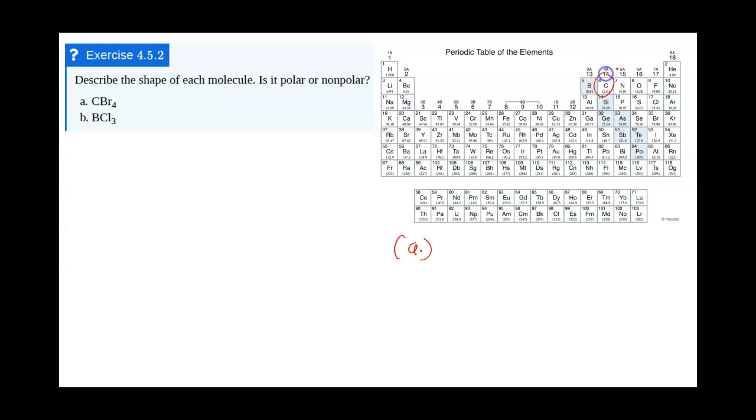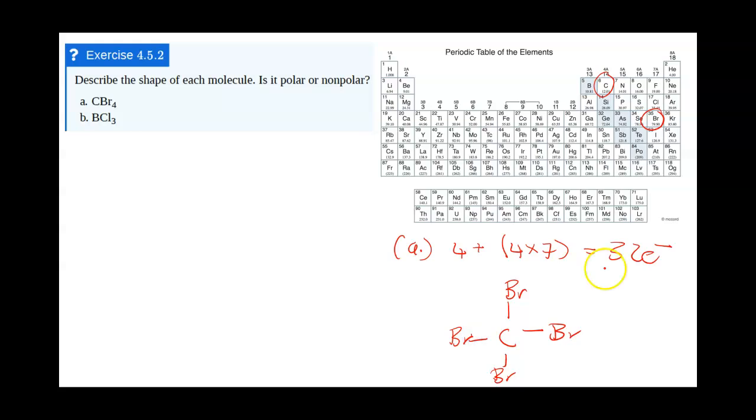So we've got carbon and bromine in our first one. So carbon's in group 4A, so that gives me 4 valence electrons. And then I have 4 bromines, and they're in group 7A. So that means we've got a total of 32 electrons. So carbon's going to go in the middle because it's group 4A, and then bromine is going to go on the outside because it's group 7A.